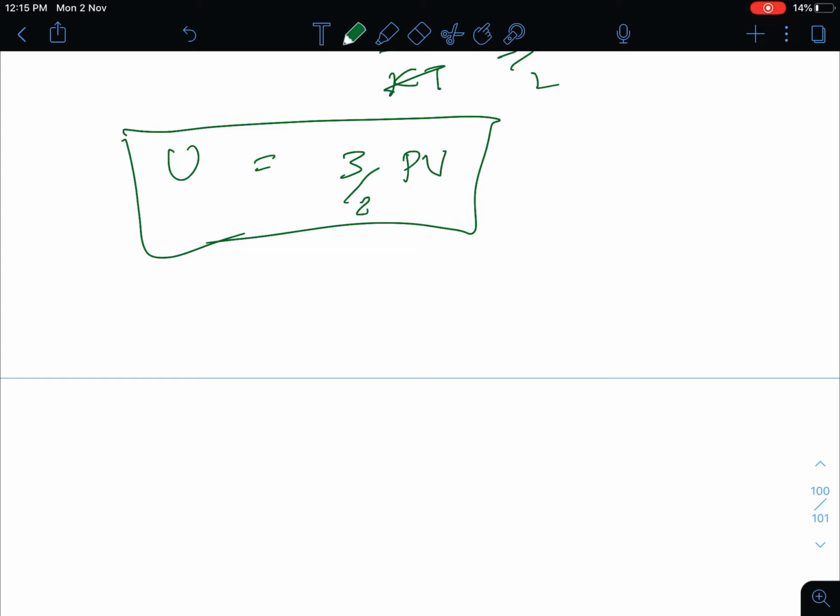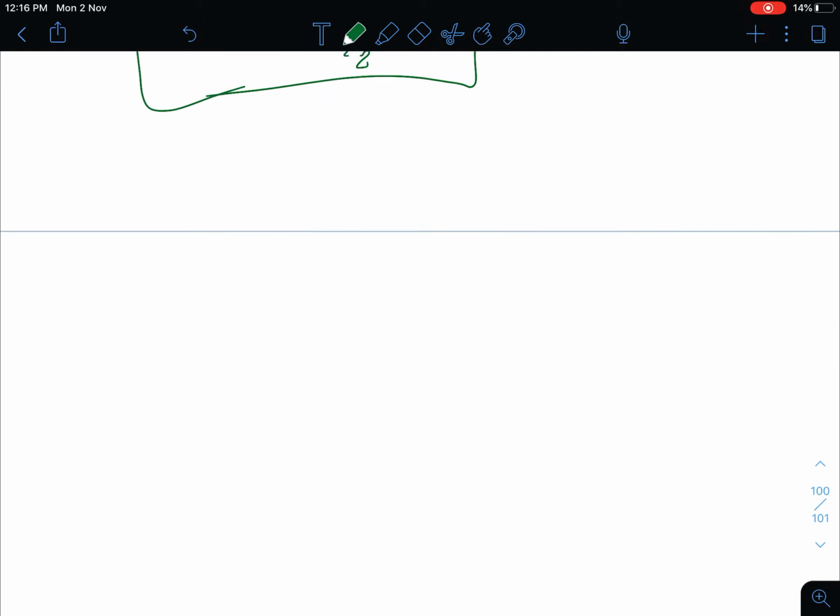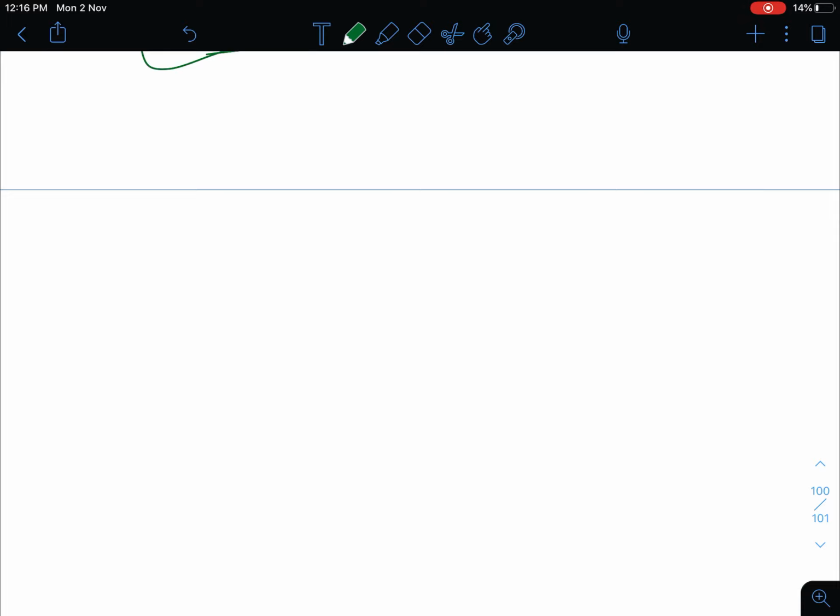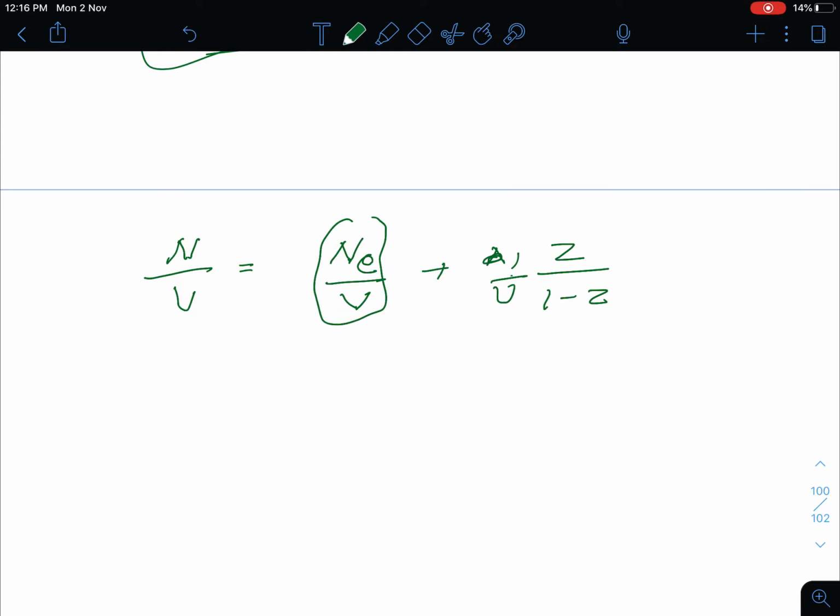So now there is a trouble. I think one point I want to make before the class ends, that is, we have discussed n by v is equal to some n0, I hope you remember, n excited by v, okay, whatever p, plus z divided by 1 minus z into 1 by v. I am not writing this term fully, because it is something integral and I am least bothered about it. Now as z becomes 1, z tends to 1, what happens?